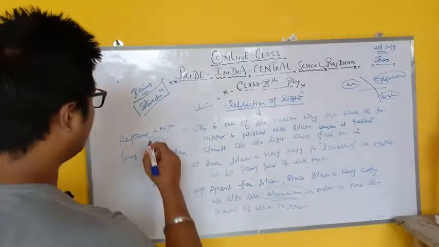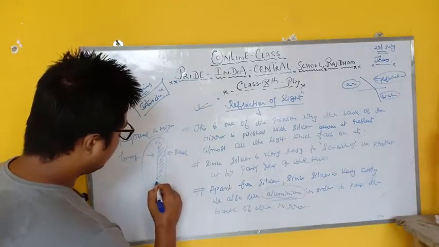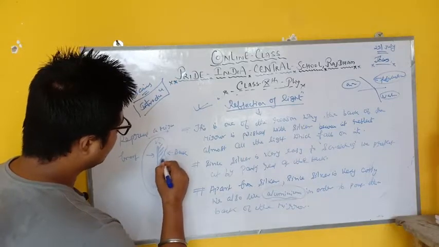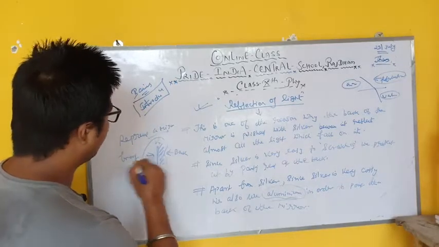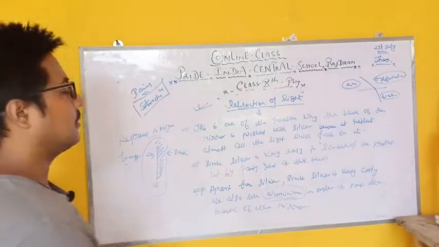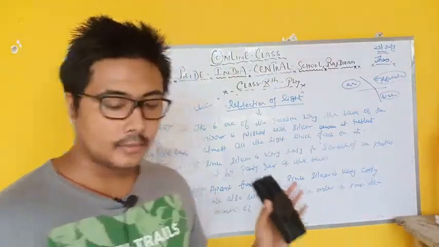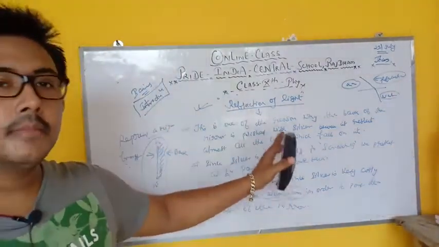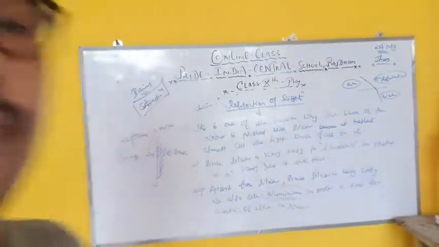So this is how we represent a mirror. This is K dash. This is the polished surface, which is the back, and this is the front surface. Okay. So I think everything up to here might be very much clear to you.